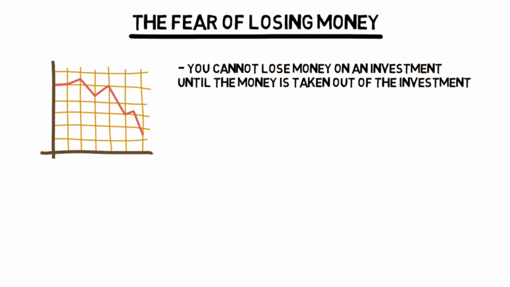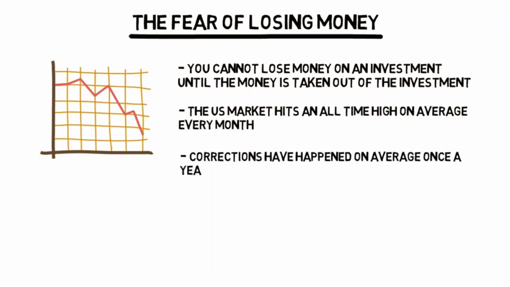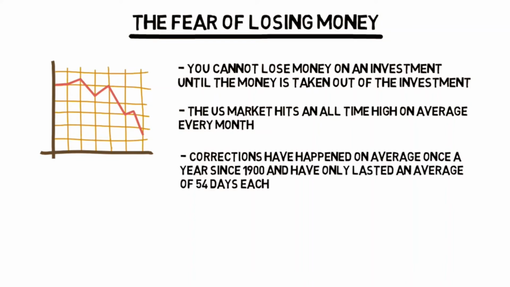Let's go over a few facts that will show you why you should never pull out an investment prematurely. First off, the US market hits an all-time high on average every month. Even disregarding everything else, that alone will almost guarantee that you will make money long term. But there's more. Corrections have happened on average once a year since the year 1900, and have only lasted an average of 54 days each. This means that despite the market always going up, there will always be small dips in the market. These dips are nothing to worry about, however, as they never last.